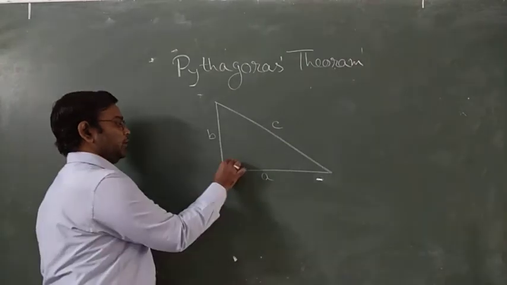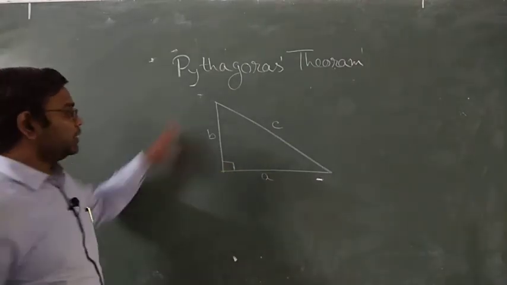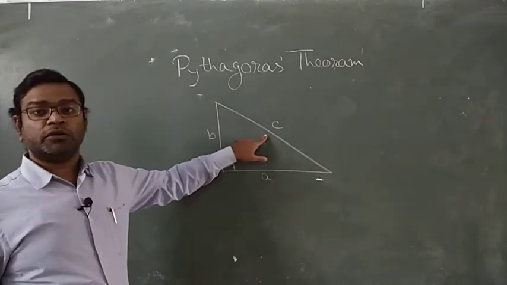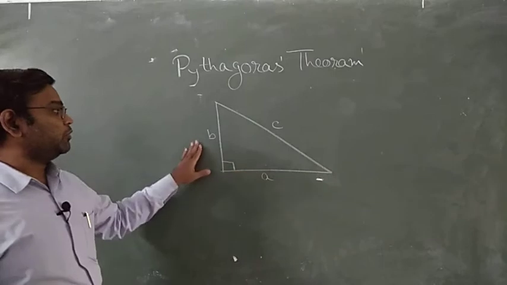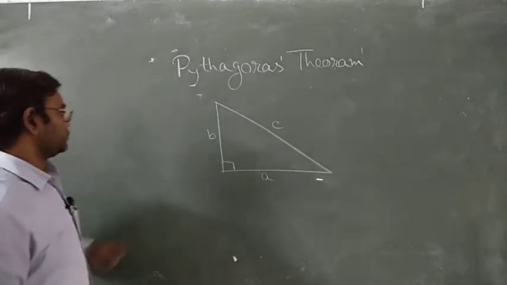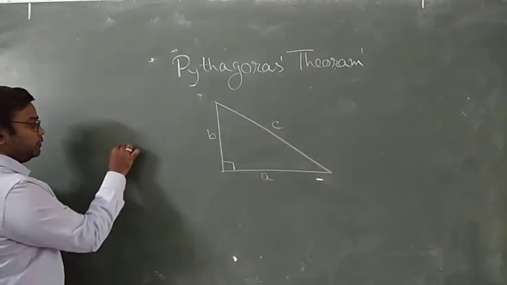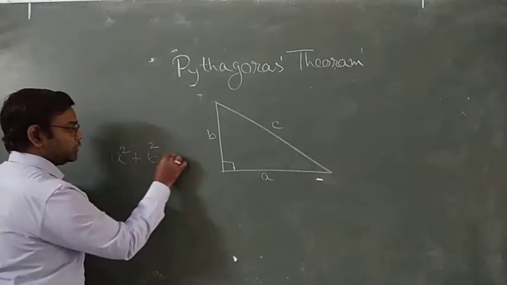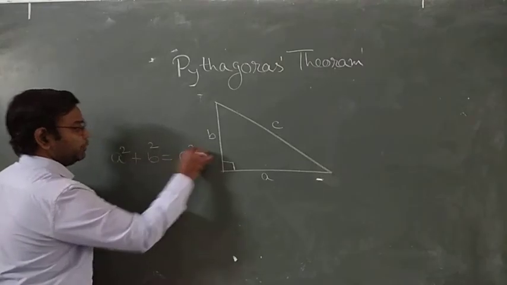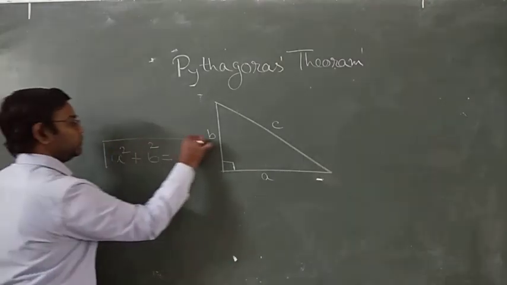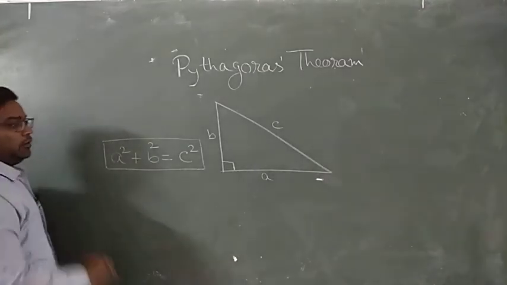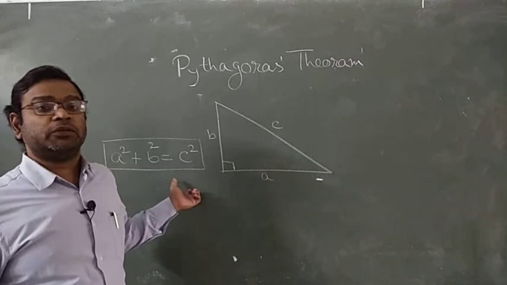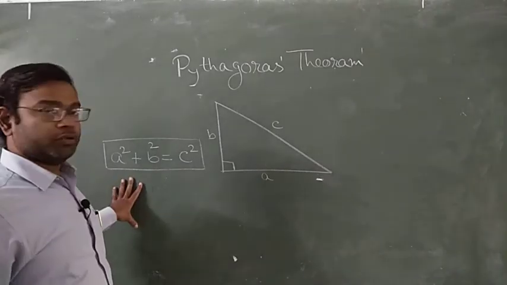Always remember that in a right angle triangle, the side opposite to the right angle, 90 degree, is known as your hypotenuse. So if we try to find out the measurement of these three, then square of base plus square of your height is always equal to square of the hypotenuse. This conclusion, this is the observation, and this is known as your Pythagoras theorem.